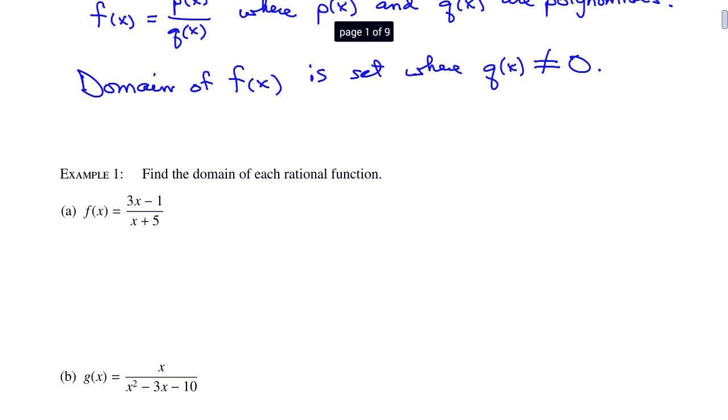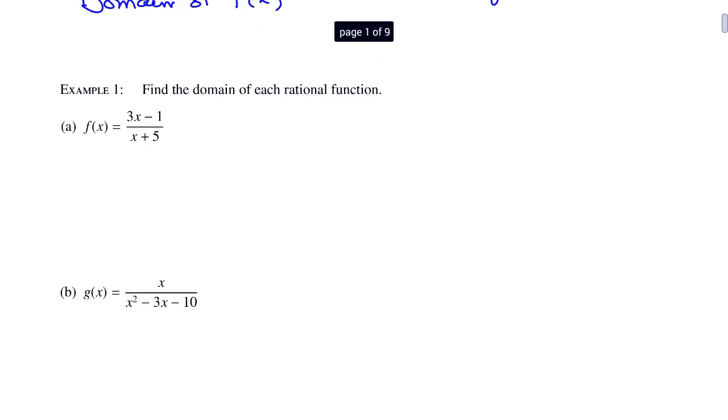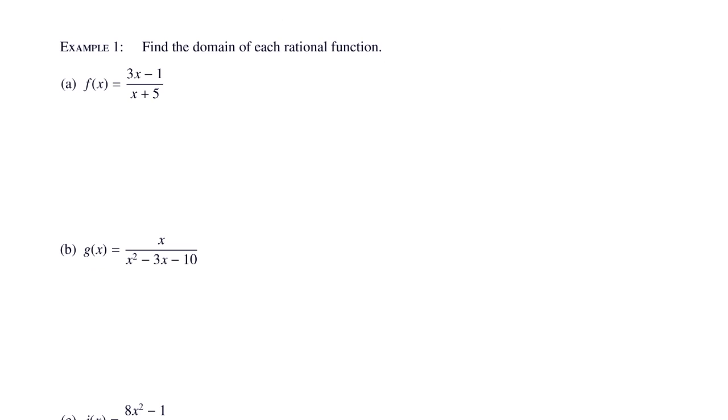So let's look at some examples, and we've done these before. This is just review. Example 1, find the domain. F of x is equal to 3x minus 1 over x plus 5. The domain of a rational function is the set where the denominator is not 0. So the trick to solving this is to set the denominator equal to 0, solve for x, and you get x is equal to negative 5. And then that is the bad point. That's the point that has to be excluded.